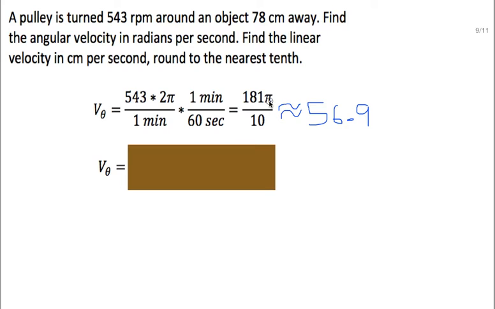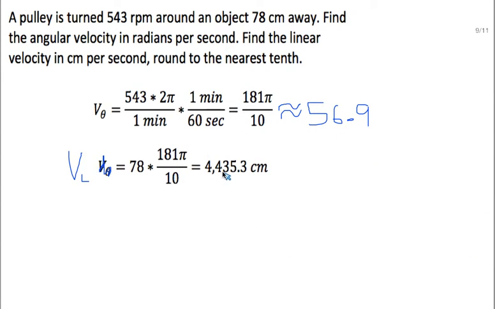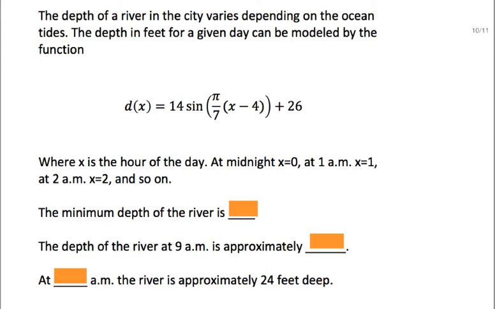Now, for the linear velocity, I just realized I mislabeled both of these. This should be linear velocity. For your linear velocity, once you find your angular velocity, you're just going to multiply that angular velocity by your radius up here. So we take our radius, multiply by our angular velocity. Notice I'm not using 56.9 here. I'm using my exact answer. This time I plug it all in, and I get 4,435.3 centimeters per second. Hopefully you guys remember that. Most of you should.